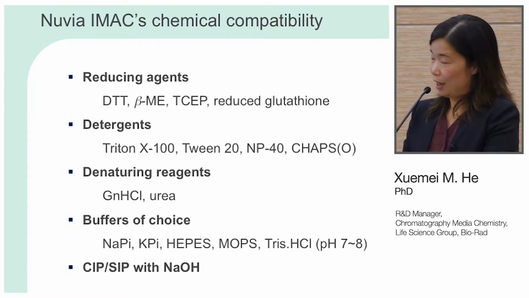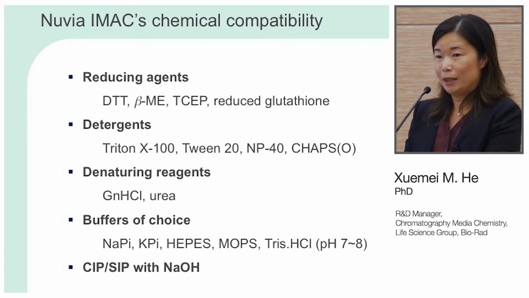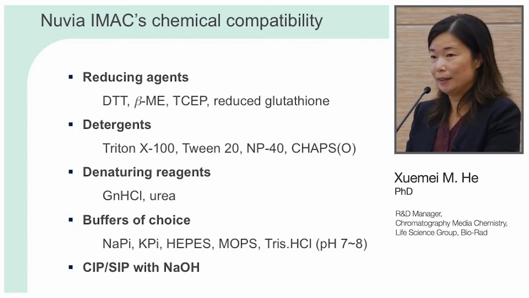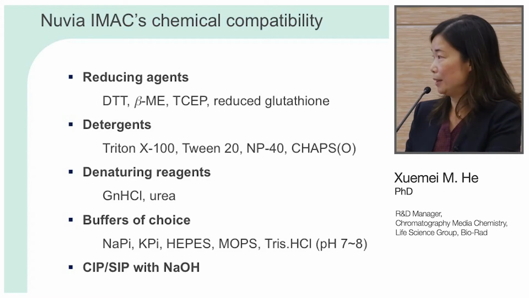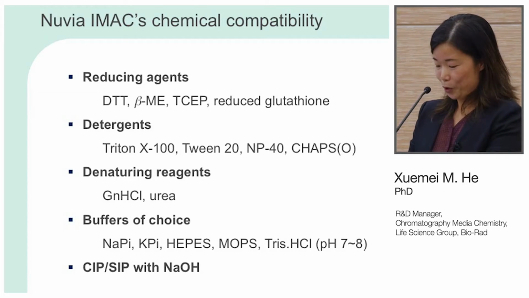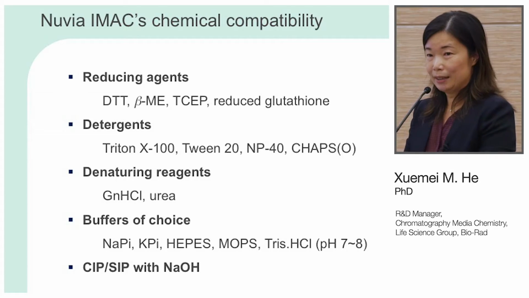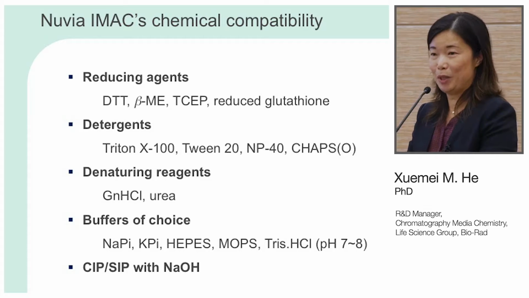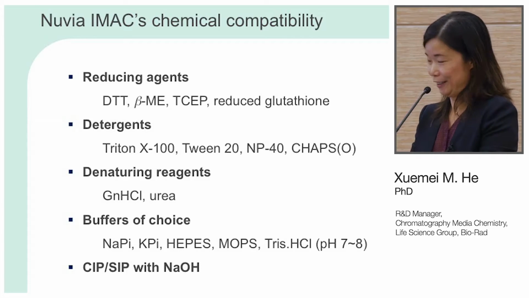And if you want to use non-phosphate buffers, you also have the choice of Good's buffers in the range of pH 7 to 8 without compromising the binding capacity and without causing too much nickel leaching from the resin. And of course, it's stable in sodium hydroxide. We do have a complete list of chemicals that can be used together with IMAC in our brochure. If you want more information, we can talk after this.